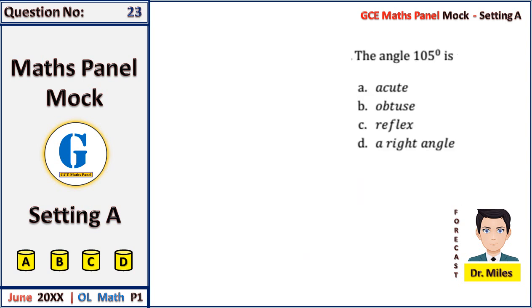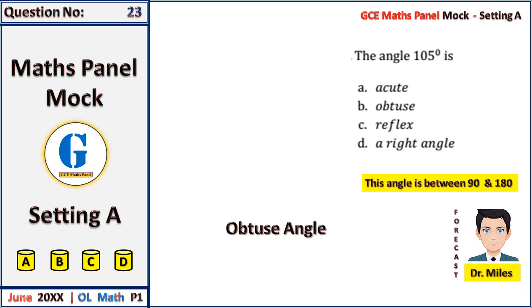The angle 105 degrees is, normally this angle lies between 90 and 180, so it is an obtuse angle. Acute angles are angles less than 90 and reflex above 180.